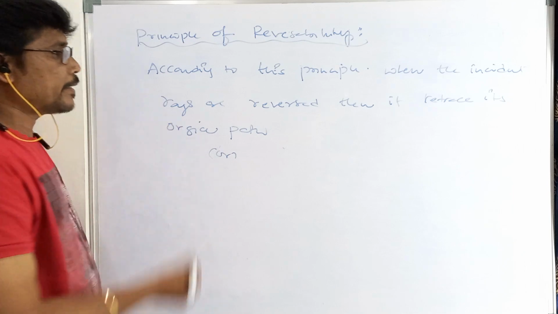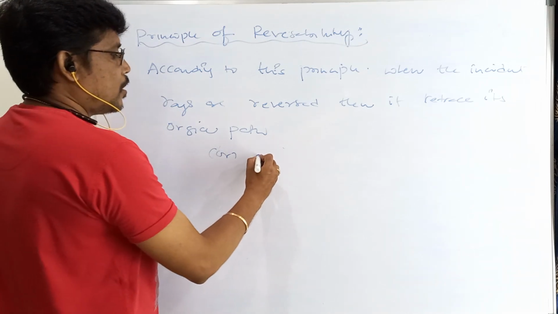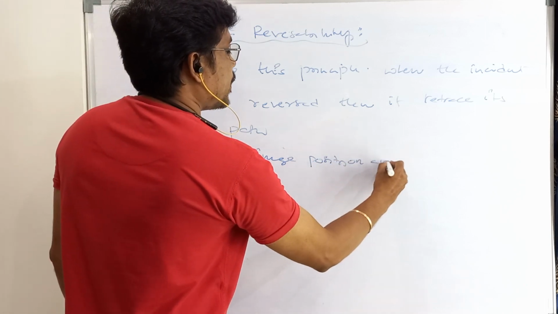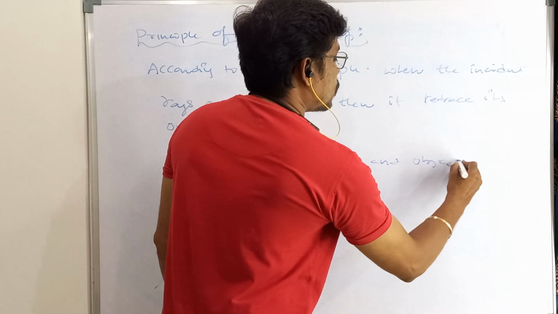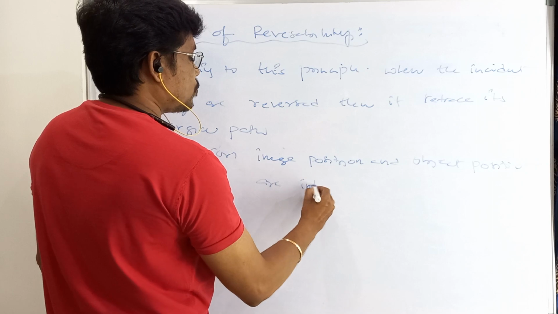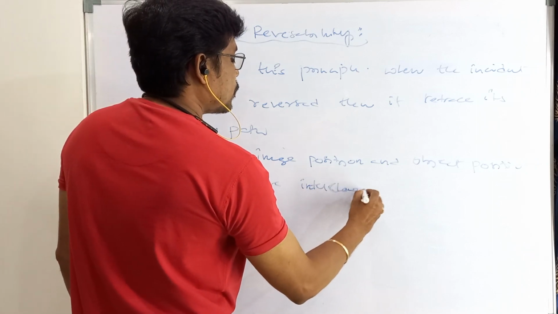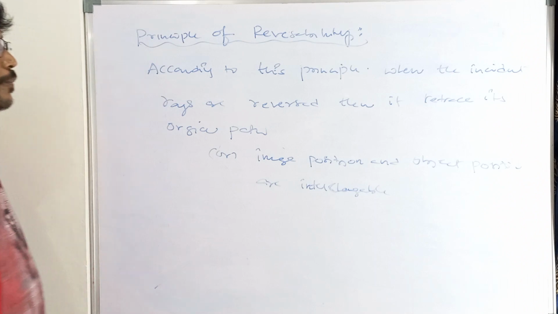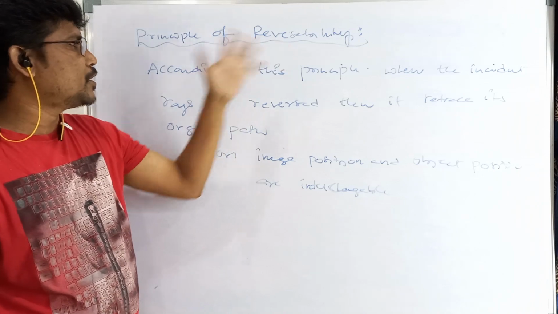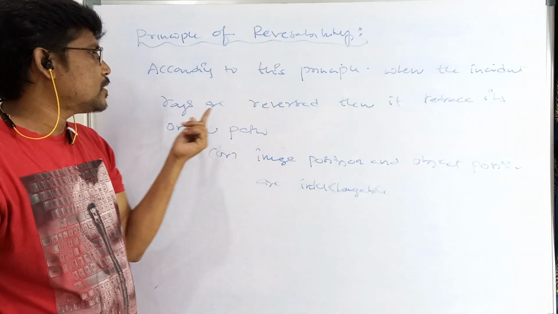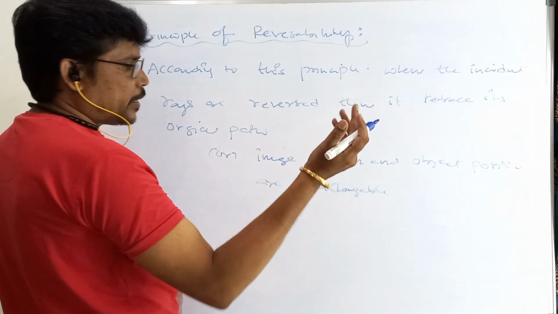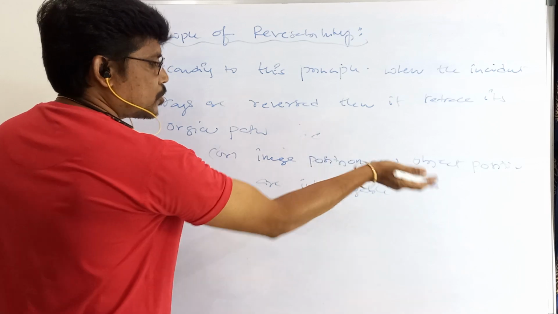Or simply, you can understand it as image position and object position are interchangeable. So the principle of reversibility is simple. According to this principle, when the incident rays are reversed, then it retraces its original path. Image position and object positions are interchangeable.